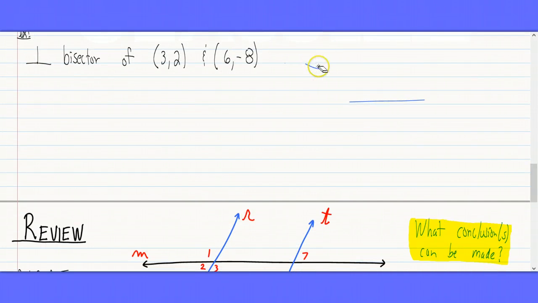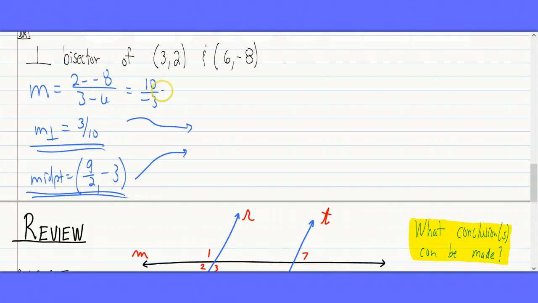Next one is the same kind of problem. So I will show the work for this one. So at this point you can see that the slope is negative 10/3. Slope perpendicular is going to be 3/10. Here is the calculated midpoint. So y minus negative 3 is equal to the slope of 3/10 times x minus 9/2.